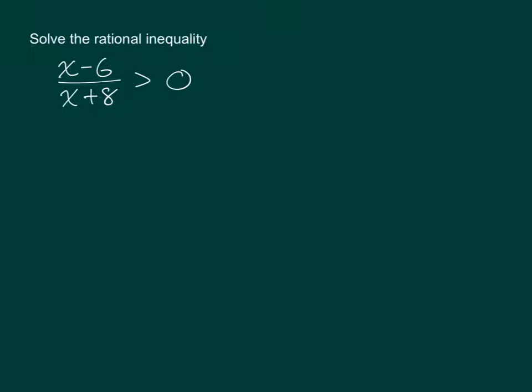Solve the rational inequality: (x - 6)/(x + 8) > 0. The first step to solving this rational inequality is to set the numerator equal to 0 and solve for x. When this is done, x is 6. The next step is to set the denominator equal to 0 and solve for x. x + 8 = 0 means x will be equal to negative 8.